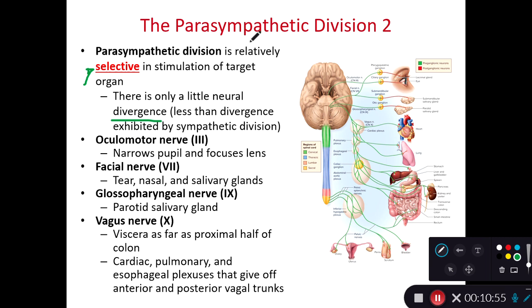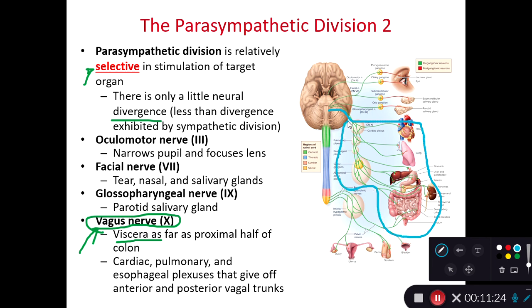And of all the cranial nerves associated with the parasympathetic division, our vagus nerve needs to get special recognition, cranial nerve number 10, because it covers viscera all the way down to the proximal half of the colon. So as we look at this vagus nerve, and I'm going to circle it in blue here, our vagus nerve affects the heart, the lungs, the kidneys, the intestines, the widest variety of organs in our body. So when in doubt, say vagus nerve, because it wanders around the body and goes to a bunch of different organs.